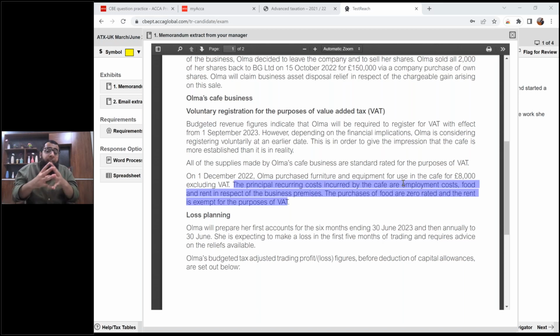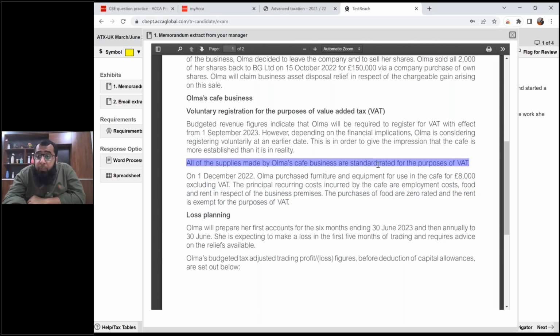So there is no recovery issue. Even if she gets registered for VAT earlier, it will not affect her recovery. However, the finished good she is making is standard rated. So if she gets registered for VAT, she has to charge VAT on the consumers. I will repeat it again: the finished good she is making is standard rated, so if you are registered for VAT, you have to charge VAT on the consumers.